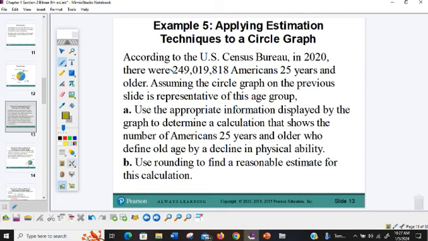Now the question says, according to the U.S. Census Bureau in 2020, there were 249,019,818 Americans 25 years and older. Assuming the circle graph on the previous slide is representative of this age group, use the appropriate information displayed by the graph to determine a calculation that shows the number of Americans 25 years or older who define old age by a decline in physical ability. And then next they want us to use rounding to estimate that calculation.